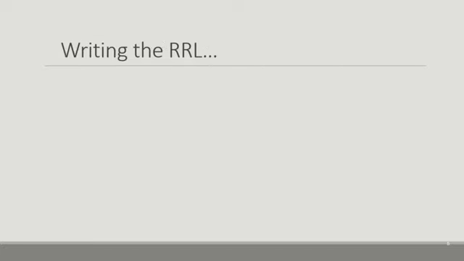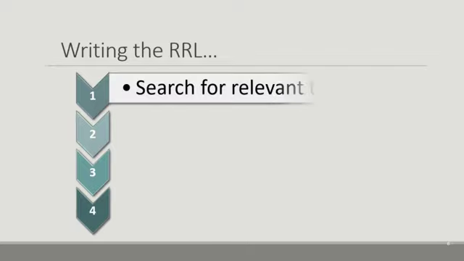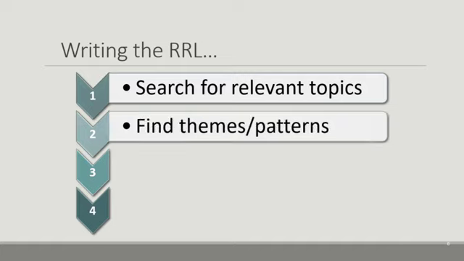So how are we going to write the RRL? There are 4 basic guidelines in writing the RRL. And first is search for relevant topics. Actually, you have to read a lot of researches that are relevant to your topic. That is one of the basic rules in order for you to write your own review of related literature. And by doing so, you would be able to find themes or patterns or trends that are happening within your research study or the scope of your problem.